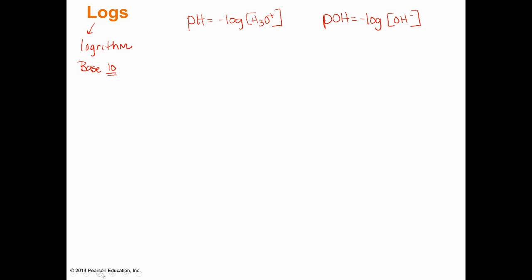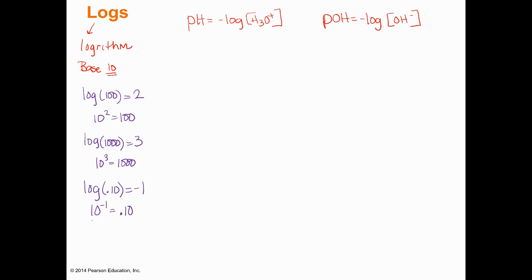So let me show you some easier numbers, and then we'll flip it over to this. The log of 100 is 2 because 10 to the 2 equals 100. The log of 1,000 equals 3 because 10 to the 3 equals 1,000. The log of 0.1 equals -1, because 10 to the -1 equals 0.1. You can plug those into your calculator to confirm that. 10 to the -1 is the same as 1 over 10.